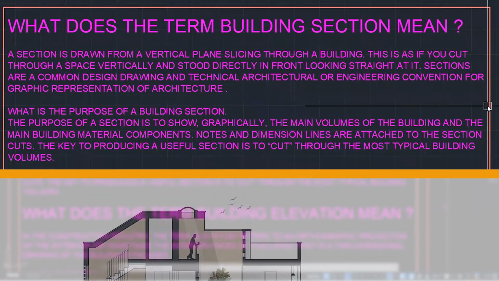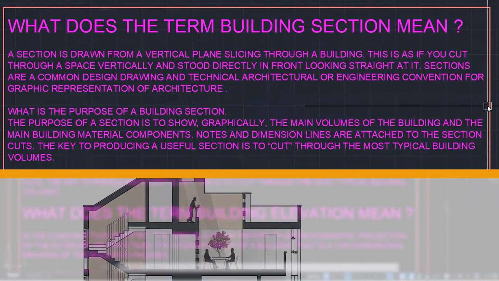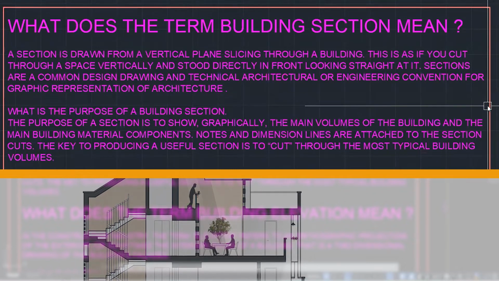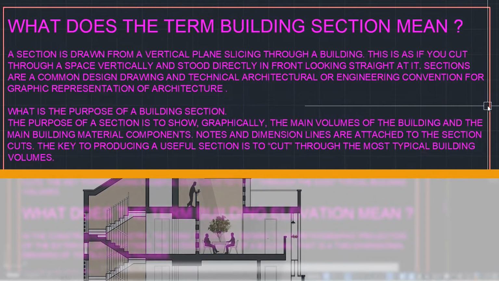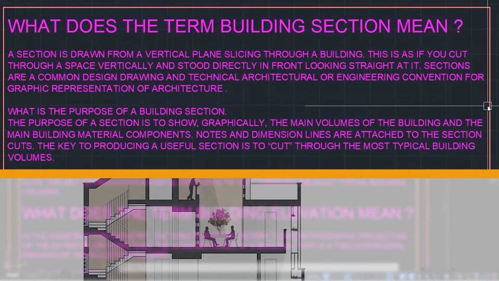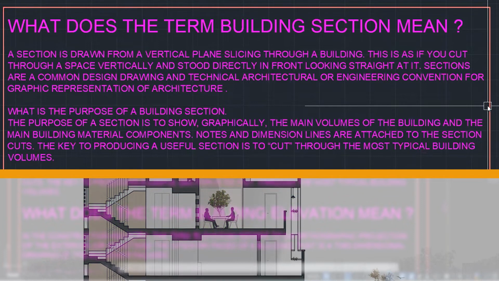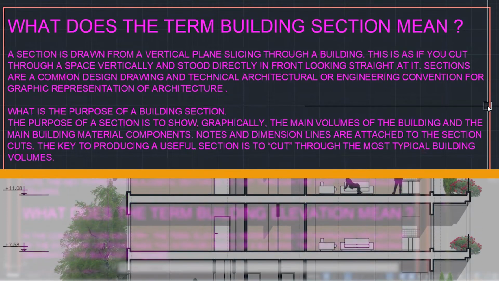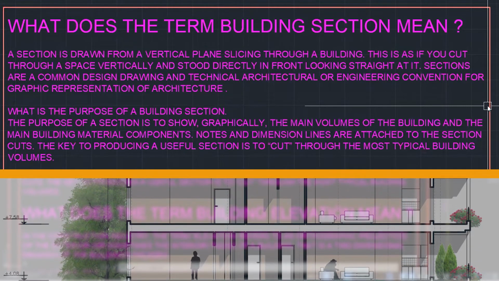A section is drawn from a vertical plane slicing through a building. This is as if you cut through a space vertically and stood directly in front looking straight at it. Sections are a common design drawing and technical architectural engineering convention for a graphic representation of architecture.